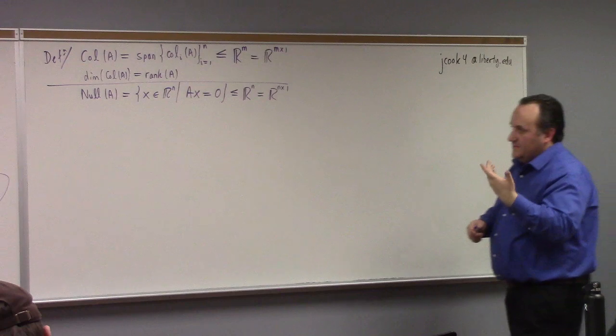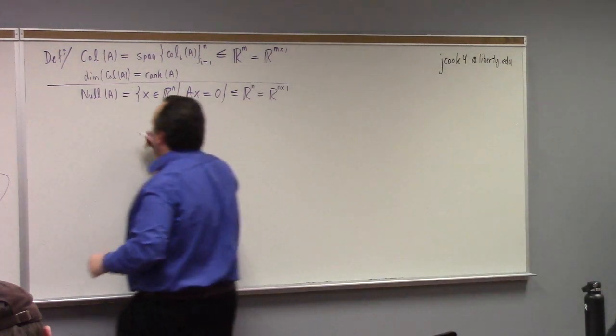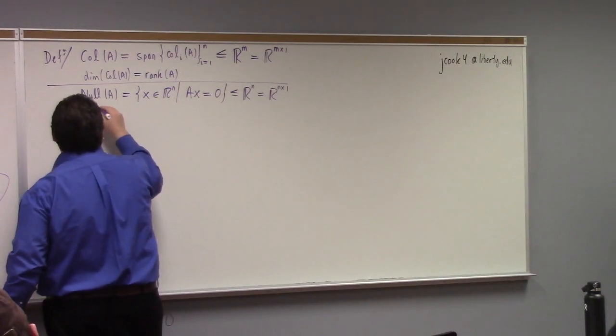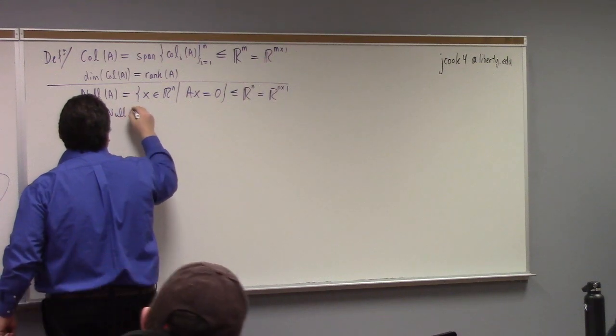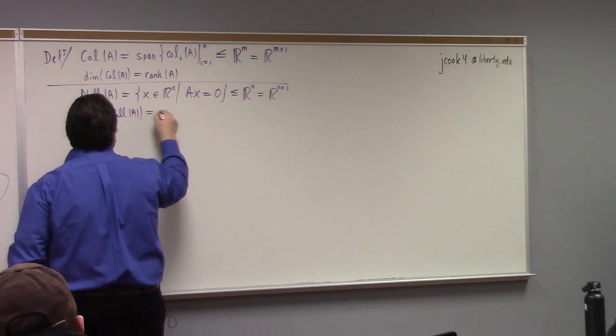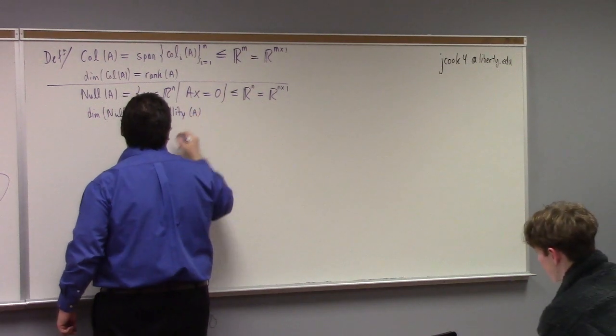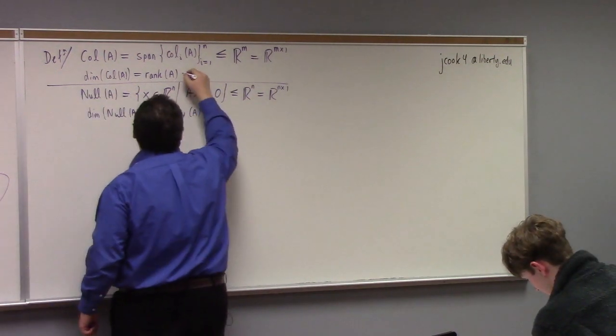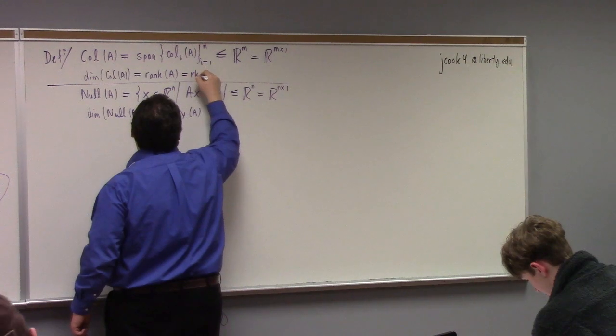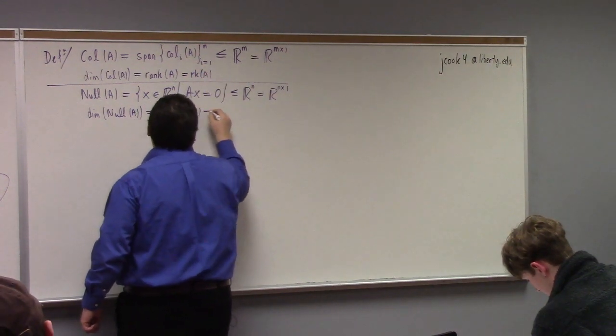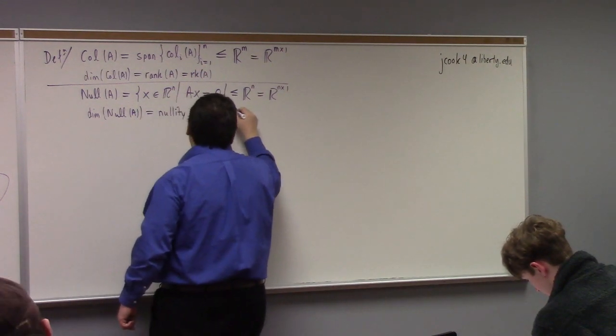Now, the dimension of the null space has a name. It's called the nullity of A. Sometimes this is abbreviated like nu of A for nullity.